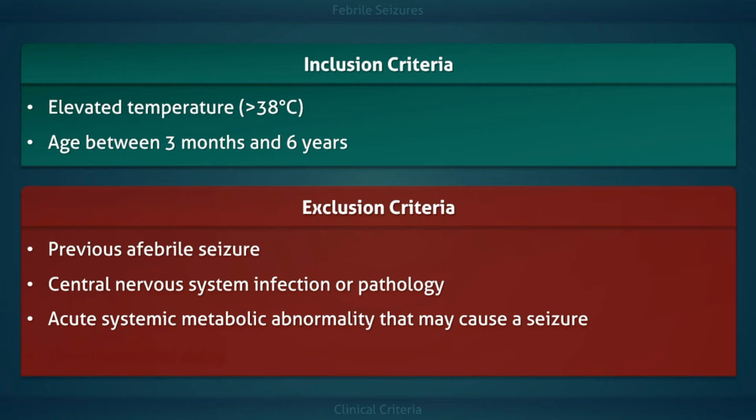The last exclusion criteria is developmental delay, which comes with a caveat. Neural development is expected to be normal in a child with a simple febrile seizure. However, children who experience a complex febrile seizure may have developmental delay.